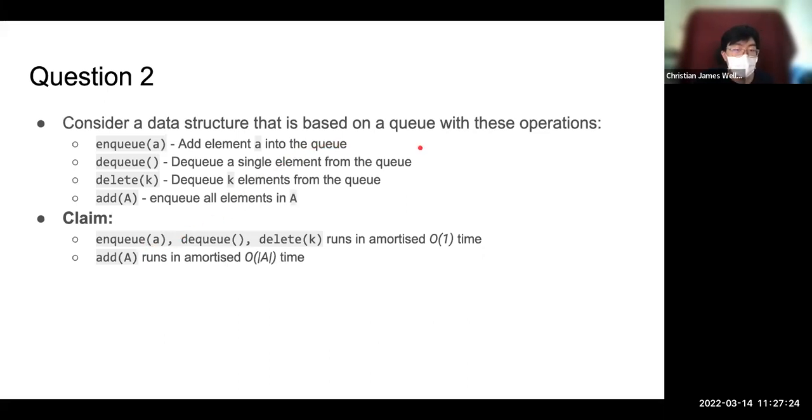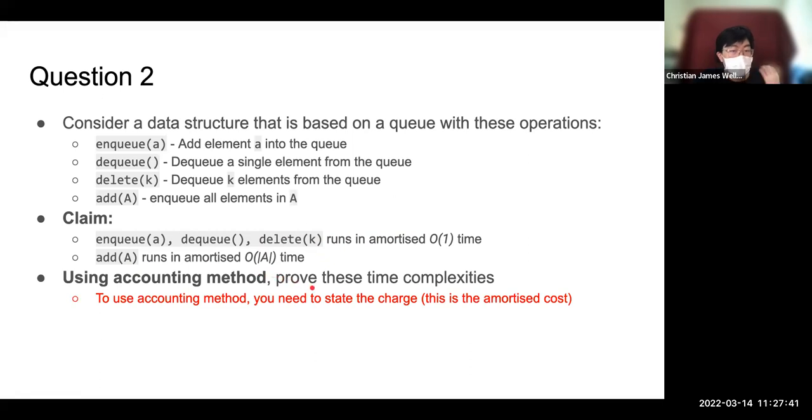These four data operations, the claim is that NQ, DQ, and delete K run in amortized O(1) time. Take note, it's amortized O(1) time, and adding the entire array runs in amortized O(size of A) time. Okay, so use the accounting method to prove these time complexities.